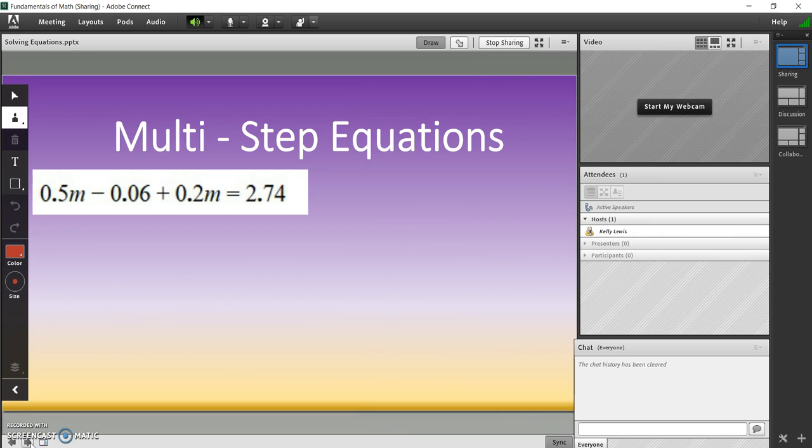Okay, this one's got a couple of steps, but we're not going to stress. We can do this. We need to combine these terms right here. Anything that's got the variable can combine, but otherwise, you can't. So 0.5 and 0.2 is 0.7.